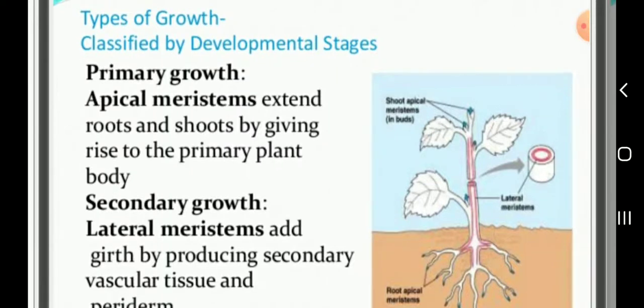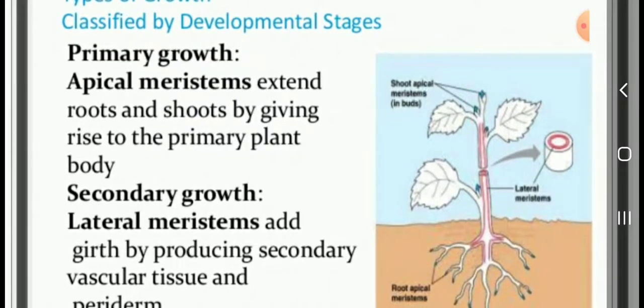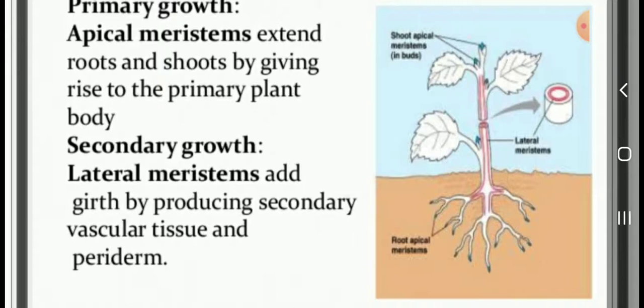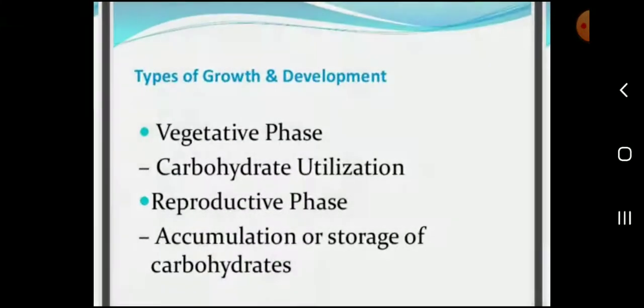Then, types of growth classified by developmental stages: primary growth and secondary growth. First, primary growth: apical meristems extend roots and shoots by giving rise to the primary plant body. Secondary growth: lateral meristems add girth by producing secondary vascular tissues and periderm.